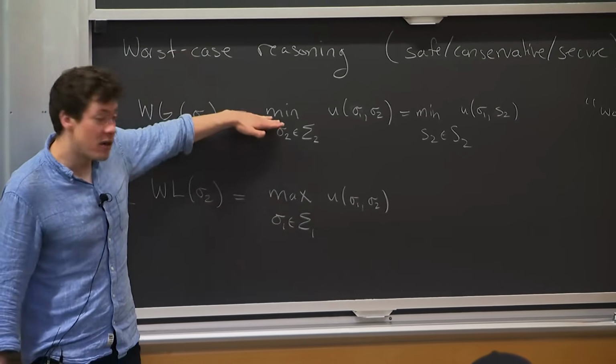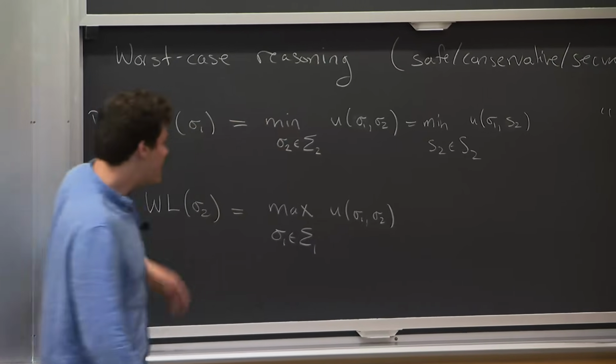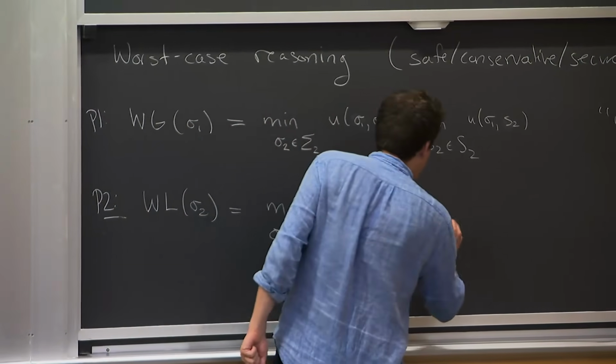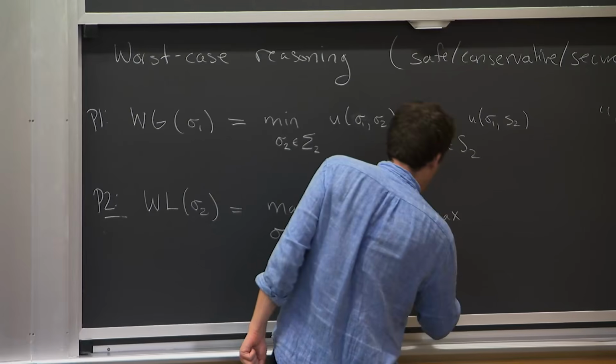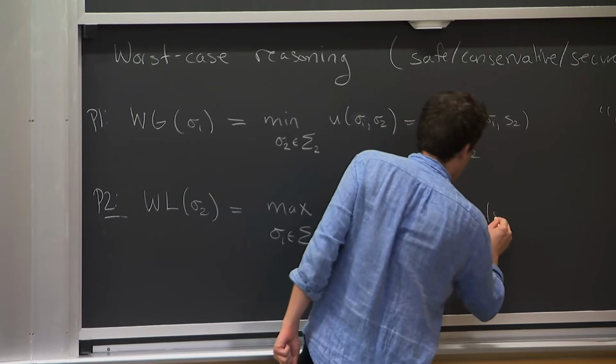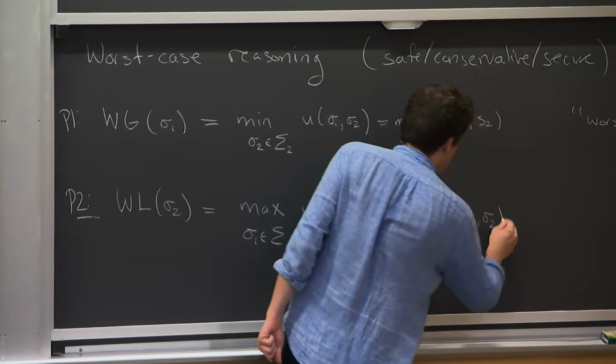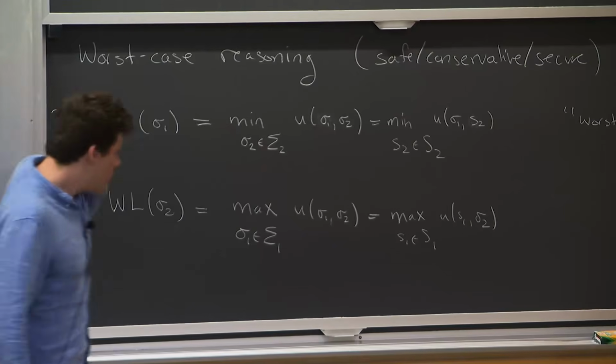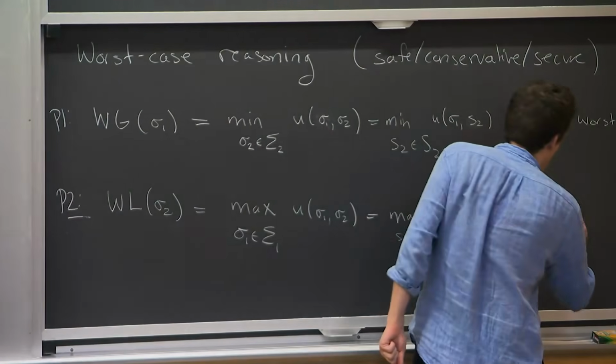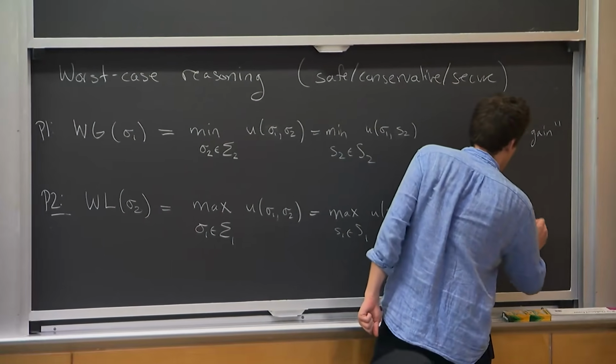So we have a maximum here and a minimum here. And again, this is the same as the max over s1 in S1 of u of s1, sigma 2. And we might call this my worst loss.